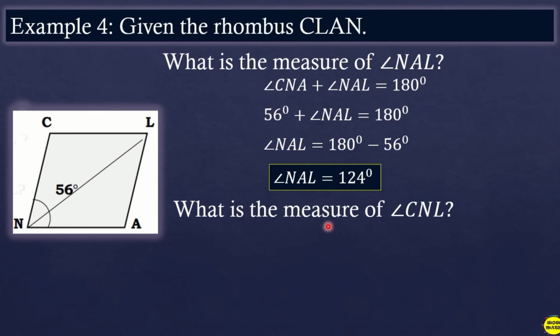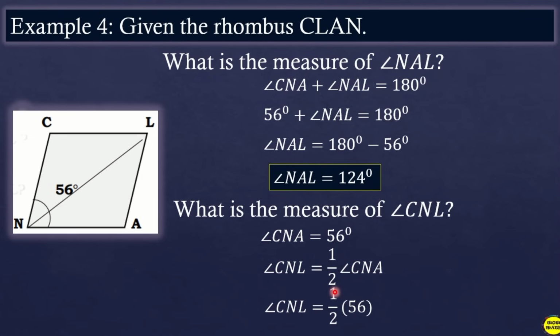Next, what is the measure of angle CAL? This is the angle we are looking for. Now, how do we get it? We all know that the diagonal of a rhombus bisects its vertices. Angle CAN, the whole angle, is 56. What we are looking for is just CAL, the half. So we take half of angle CAN, the whole angle. That is 28 degrees.